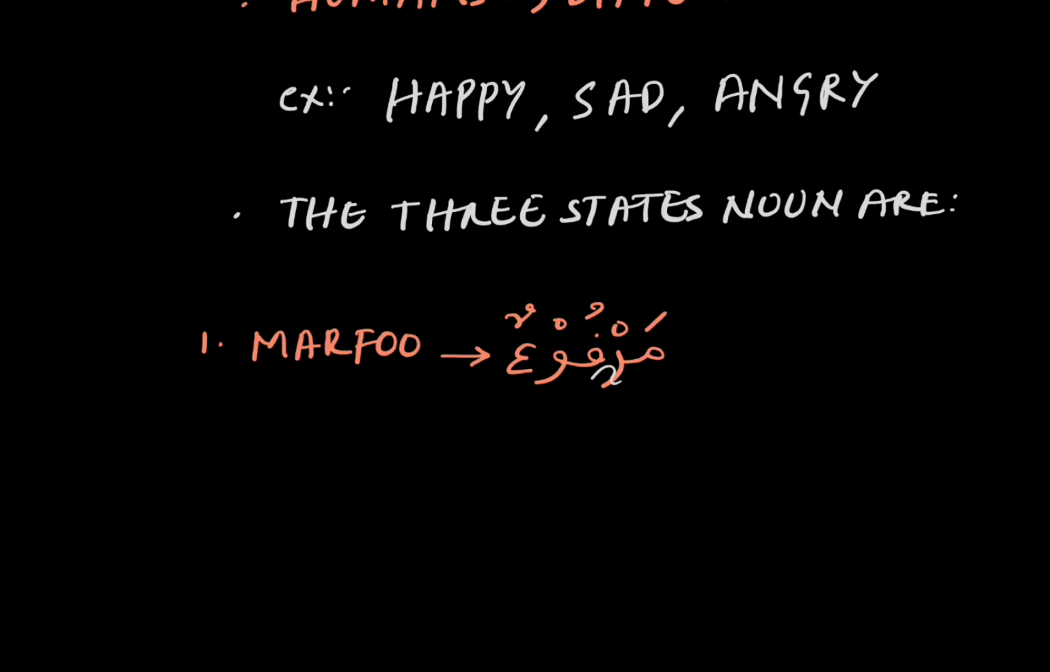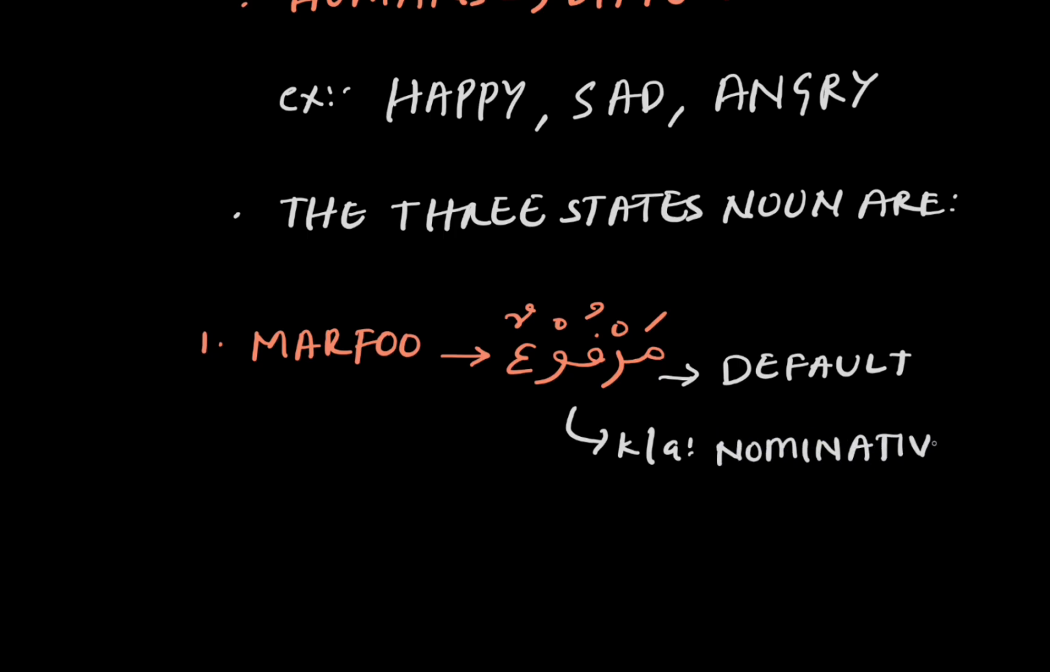The first state of a noun is marfu', that is marfu'un. By default, all nouns are in marfu state. The marfu state is known as the nominative state.